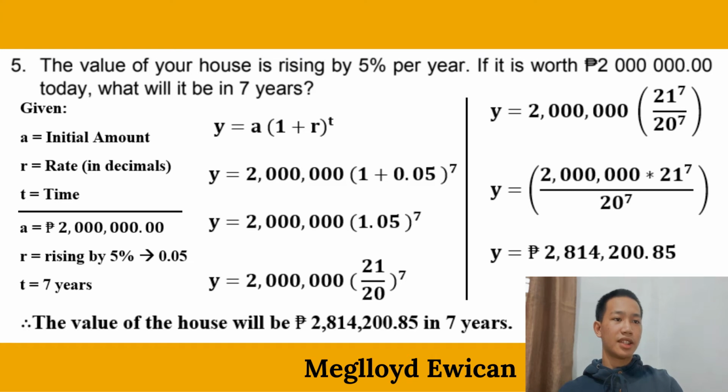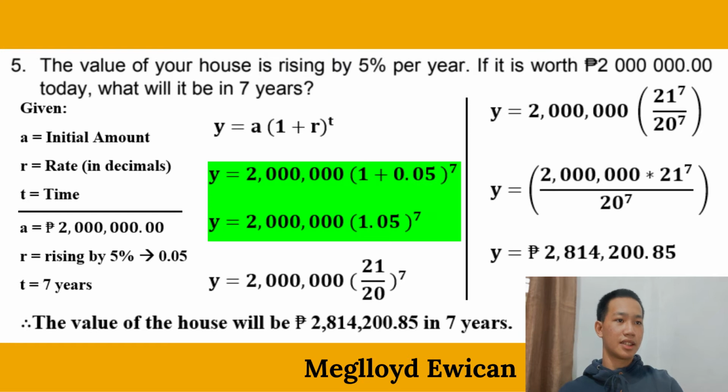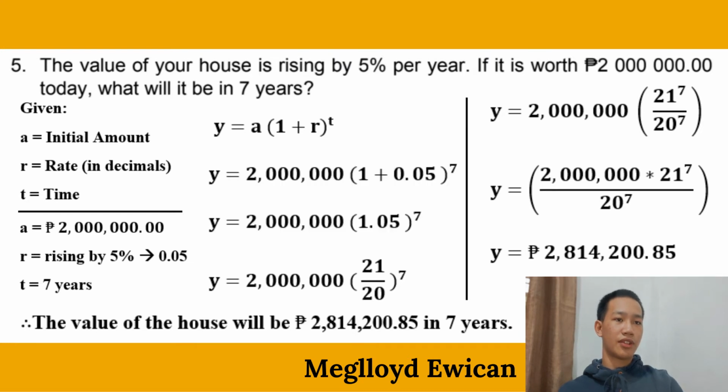We can clearly see that this problem involves exponential growth because of the word rising. First, let's identify the exponential growth formula, then substitute our given values. Second, let's find the sum of the values inside the parentheses and convert the decimal into a fraction.